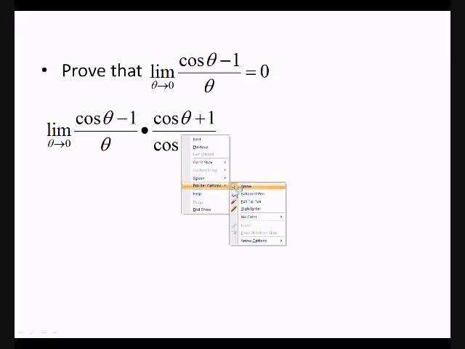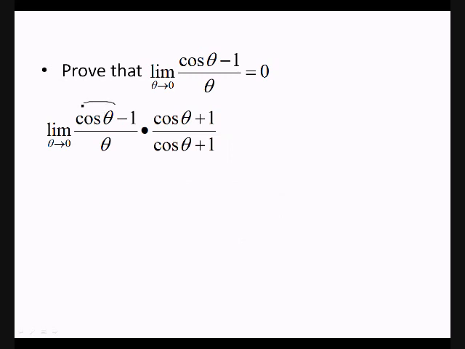So let's look at this. We're going to FOIL it. So this, multiply that. And of course, at this level of mathematics, you should already know what the result's going to be. Going to have a cosine squared theta plus cosine theta minus cosine theta.